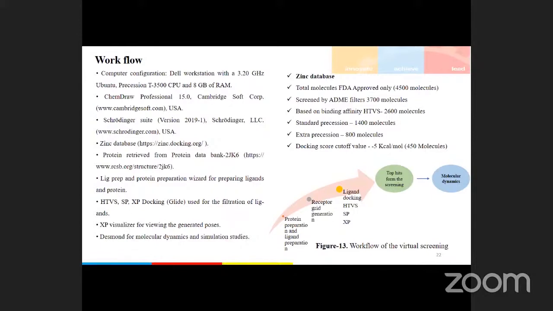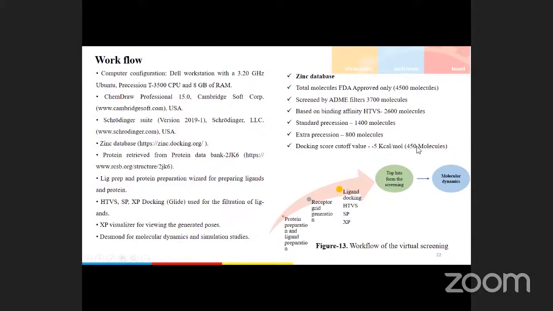Then after selecting this, we prepared 2JK6 as well as the ligands from the FDA approved set. Then we generated the receptor grid by using the Protein Preparation Wizard. Once the ligand, protein and grid have been generated, we launched HTVS, that is, high throughput virtual screening.